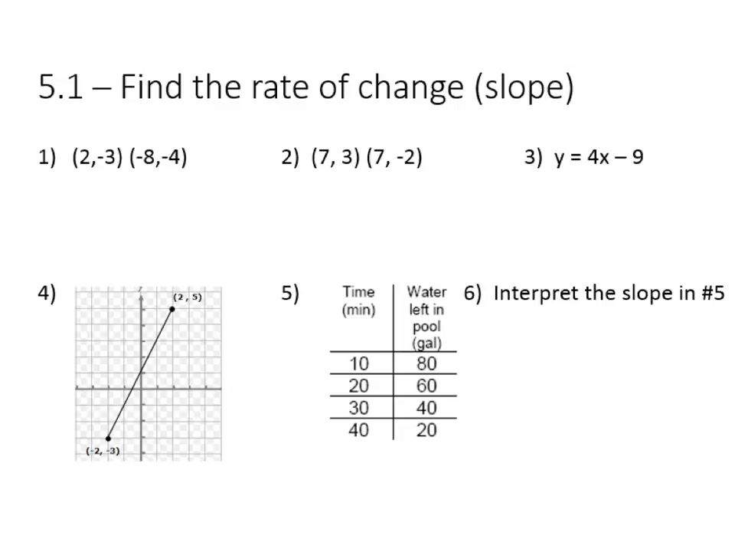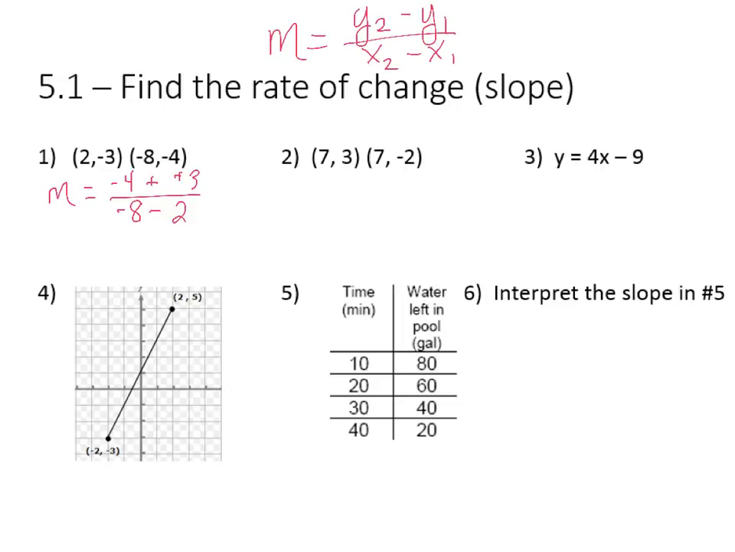For your test, you're going to need to know your slope formula. You need to remember that you put your y's on top and your x's on bottom. You don't want to mix that up. So on number 1 here, if I'm finding the slope, y2 is negative 4, and I'm going to subtract y1, which is negative 3, over x2 is negative 8 minus 2. And then you need to simplify.